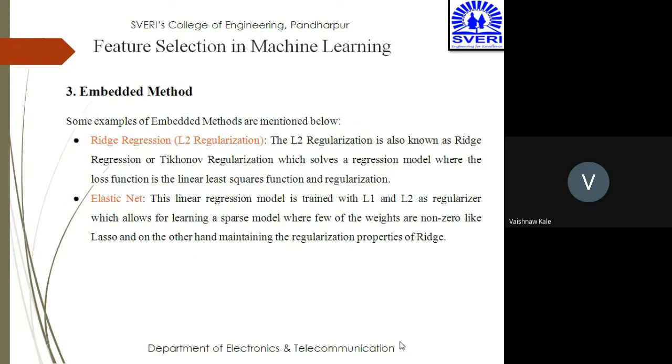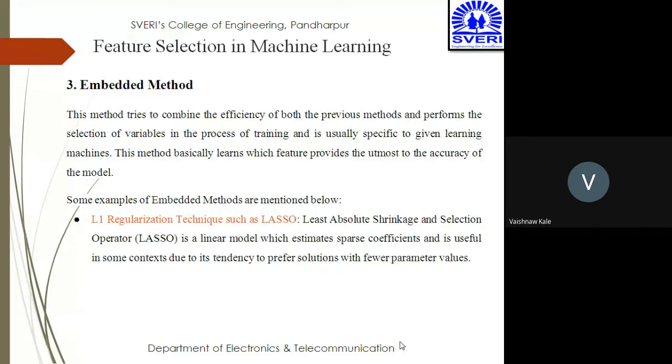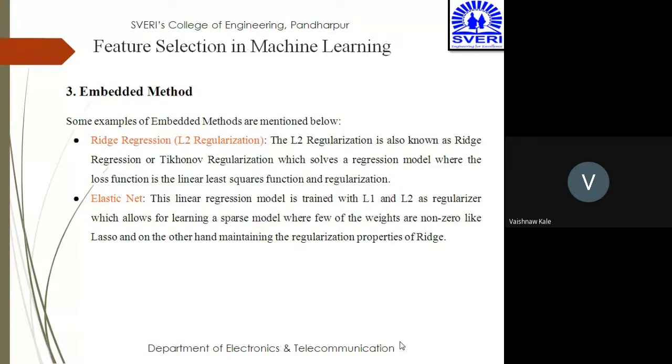Then the second one is ridge regression, that is also called L2 regularization. The first one is called L1 regularization, which we call lasso, and this is L2 regularization, which we also call ridge regression. This L2 regularization is also known as ridge regression or Tikhonov regression, which solves a regression model where the loss function is the linear least squares function and regularization.